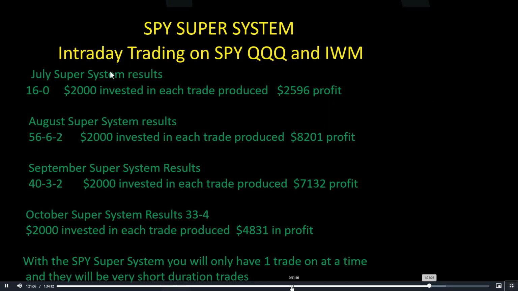This is what I've been able to do with this. This is my results, because I can't post these because they're too quick and I can't alert on them. But this is what I was able to do since this is July of 2024 right here. You see how many trades there are, but they produced really, really good profits. I've never had a losing month with the SPY Super System trades.